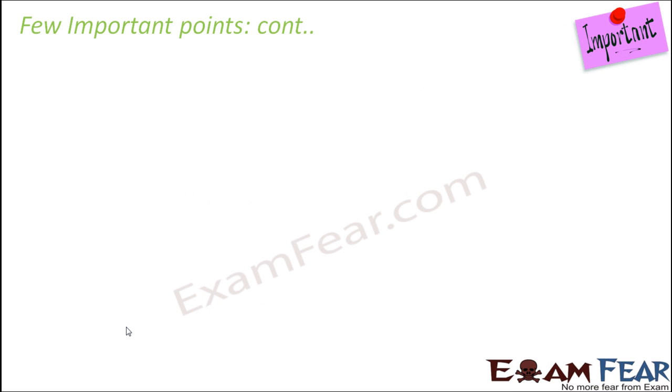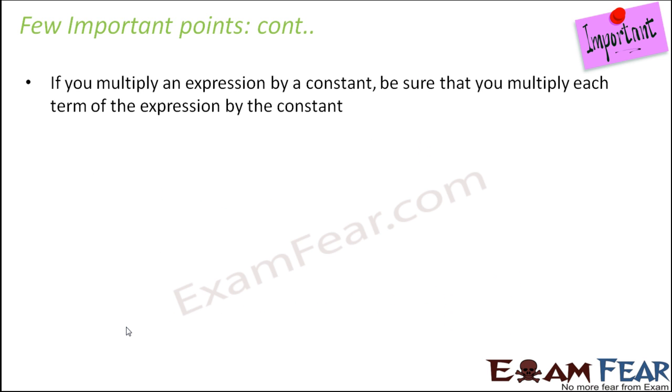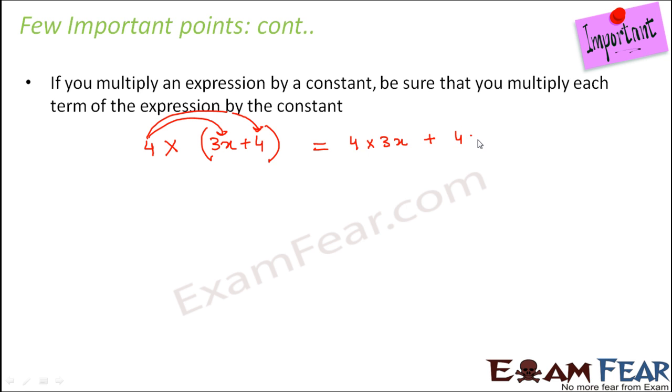Perfect. Now, the fourth point is, if you multiply an expression by a constant, be sure that you multiply each term of the expression by the constant. Let's say you have an expression 3x plus 4. Now, you want to multiply this expression by 4. So, when you multiply this expression by 4, that means 4 is actually getting multiplied to each term of the expression. That is, this is equal to 4 into 3x plus 4 into 4. So that is what multiplying this expression by 4 means.